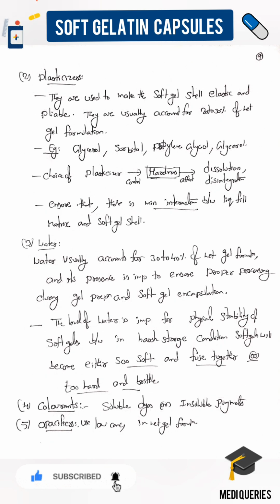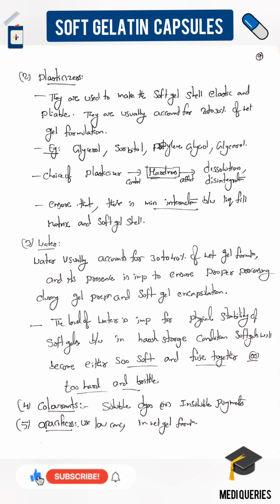The next one is plasticizers. They are used to make the soft gel shell elastic and pliable. They usually account for 20 to 30% of the wet gel formulations. Examples: glycerol, sorbitol, propylene glycol. All these plasticizers need to be incorporated in the preparation of the soft gels. The choice of the plasticizer mainly controls the hardness of the preparation, which affects the dissolution and disintegration of the capsule later. It also ensures minimum interaction between the liquid fill matrix and the soft gel shell.